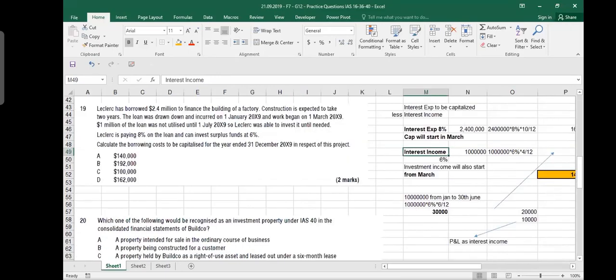Okay, so basically, the time where the construction started, this time we need to start to capitalize the interest cost. Yeah, interest cost and interest income, both of them. They both will start there because that is a time when capitalization of borrowing cost begins.